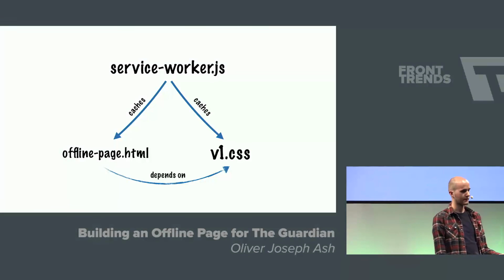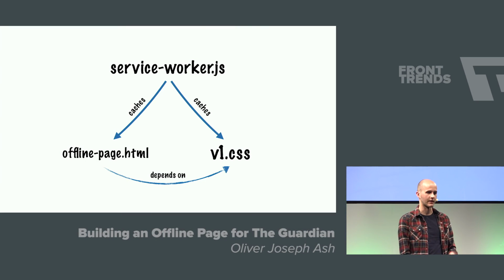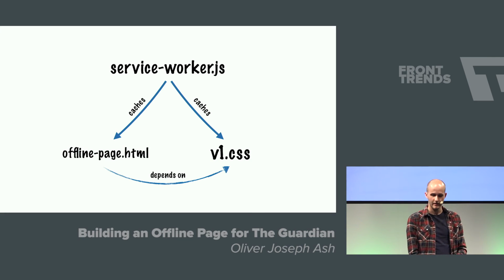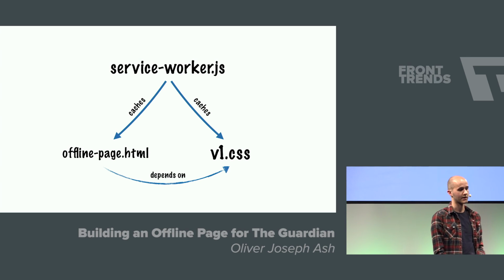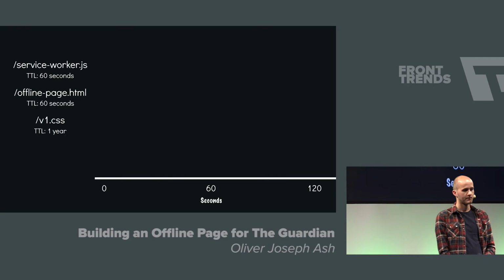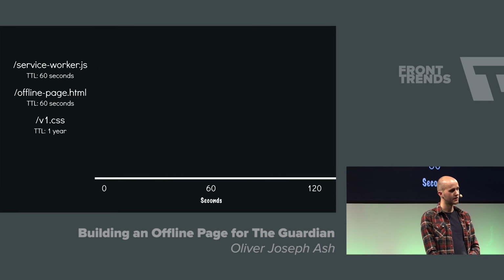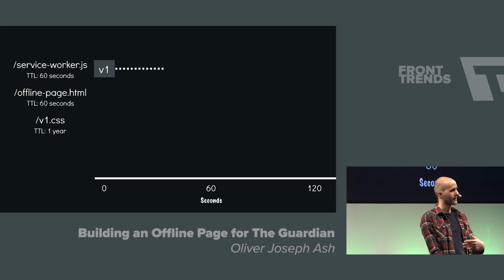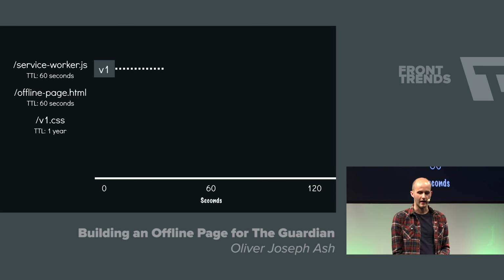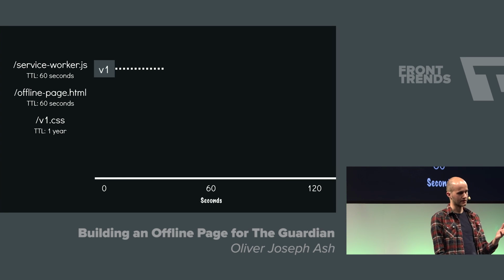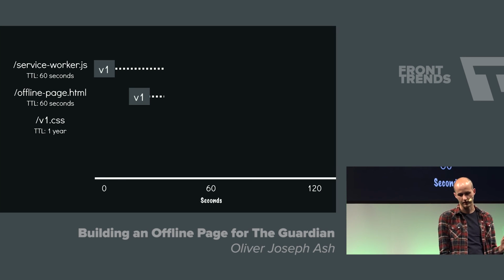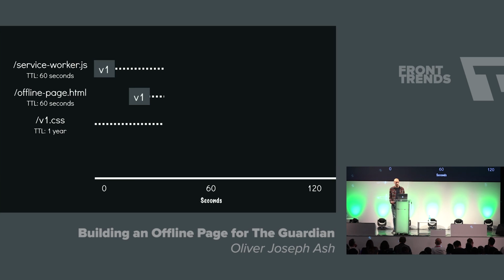So serviceworker.js, when the browser runs it, it says cache the offline page and cache some CSS. And the offline page, when you run it, will depend on that CSS which has been cached. From the CDN point of view, when someone makes a request for the Service Worker, the CDN will say, OK, I'm going to cache this for 60 seconds. And we have the first version of the Service Worker cached. Likewise, when someone makes a request for the offline page, the CDN will cache that for 60 seconds. Likewise for the CSS. But with the CSS, we cache that for a year because it's an immutable asset.